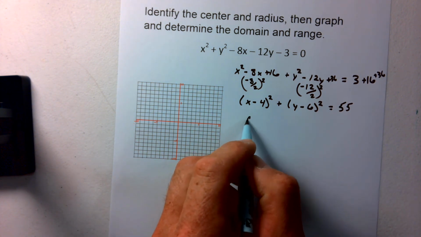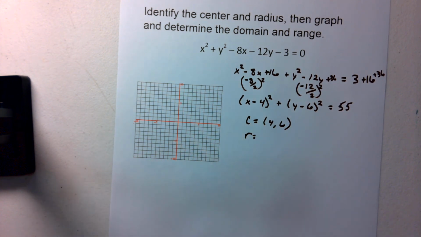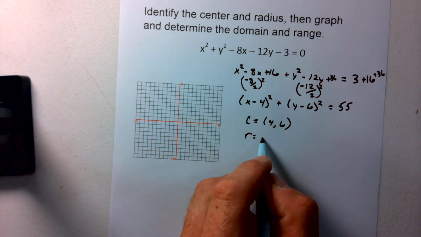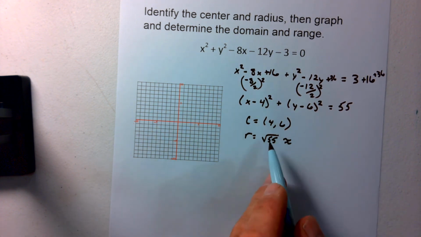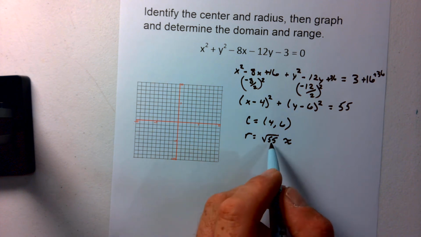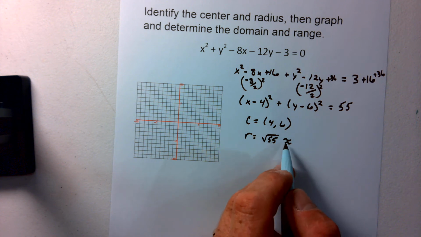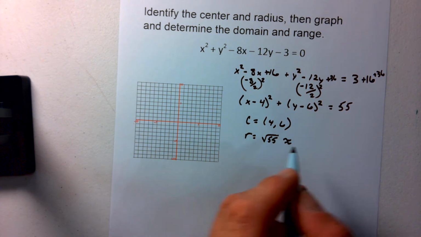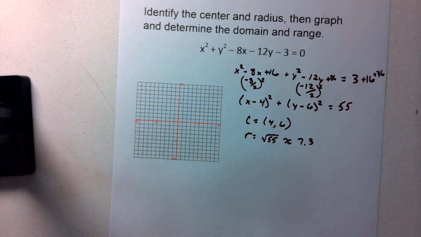So now we can go ahead and find our center. Our center is going to be at 4, 6. Our radius, so look at that radius, 55. I don't know the square root of 55. You may, but I don't. So we're just going to put the square root of 55. I know it's between 49 and 64. 49 would be 7 squared, and 64 would be 8 squared, and it's closer to 49, so I'm going to approximate that about 7.2, 7.3-ish.